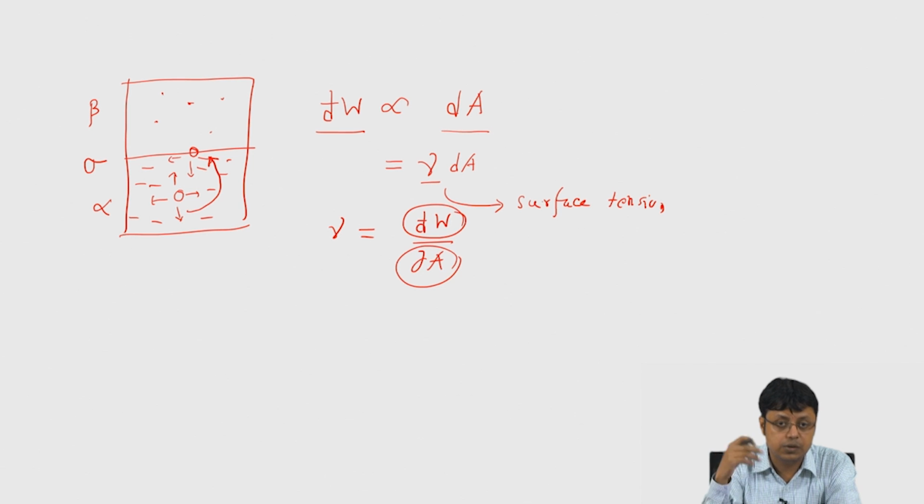Now, for salt we will see that it would preferentially go into the bulk phase, but there are many other molecules that would preferentially stay at the surface. Now, how will you quantify it? That is the first question.